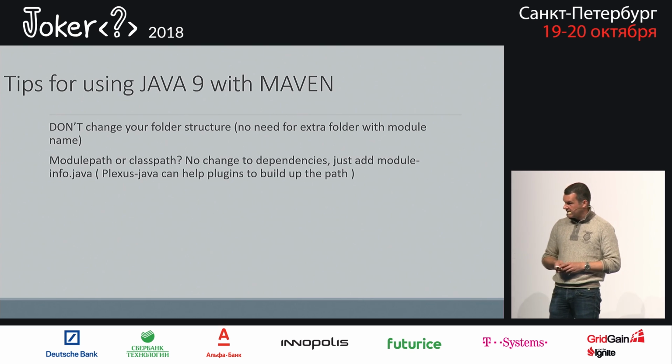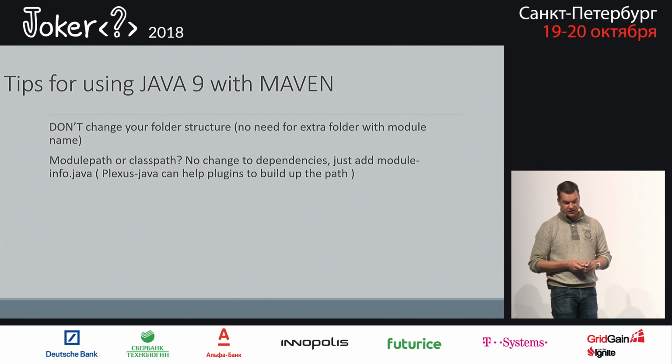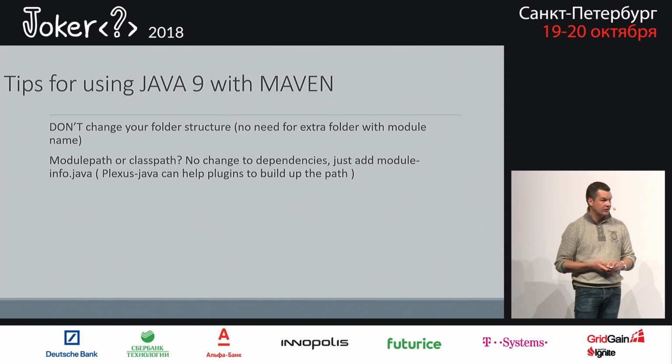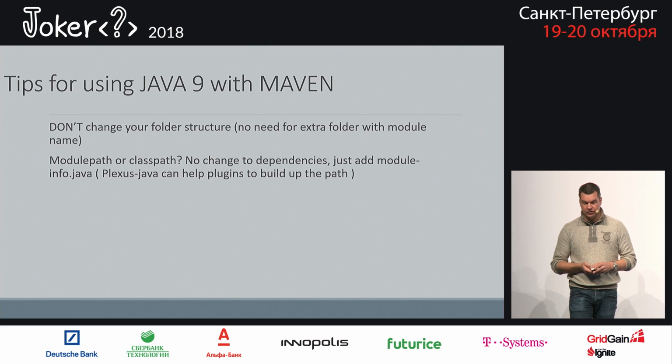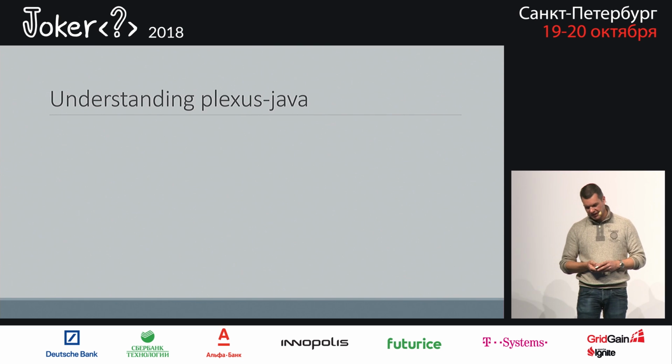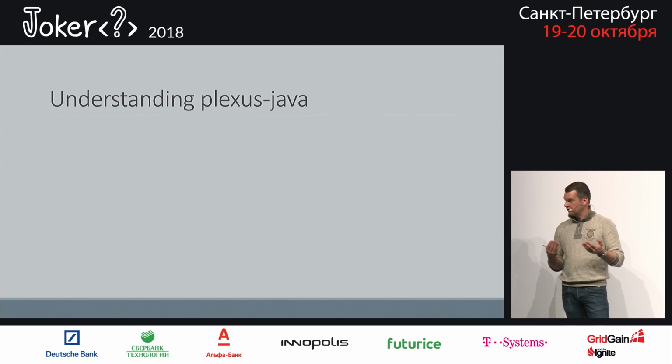And then, how about deciding if you want to use the module path or the class path? You don't have to change anything to the dependencies. The only thing you need to do is add this module descriptor. And there's this library, called Plexus Java, and this helps plugins to decide where all the jar files or directories belong to. So you should understand a little bit about this library.